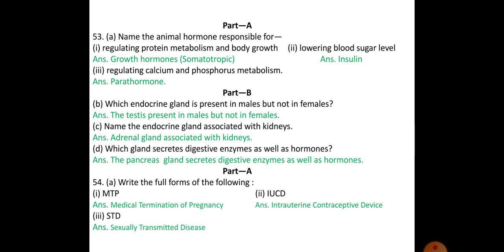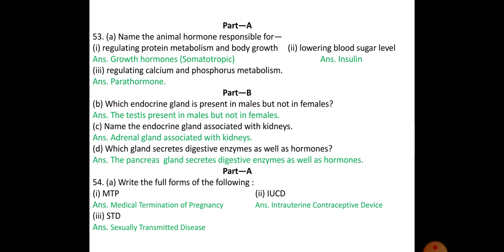Which endocrine gland is present in male but not in females? The testis is present in the male but not in female. Name the endocrine gland associated with kidneys. Endocrine gland associated with kidneys means the adrenal gland is associated with kidneys.